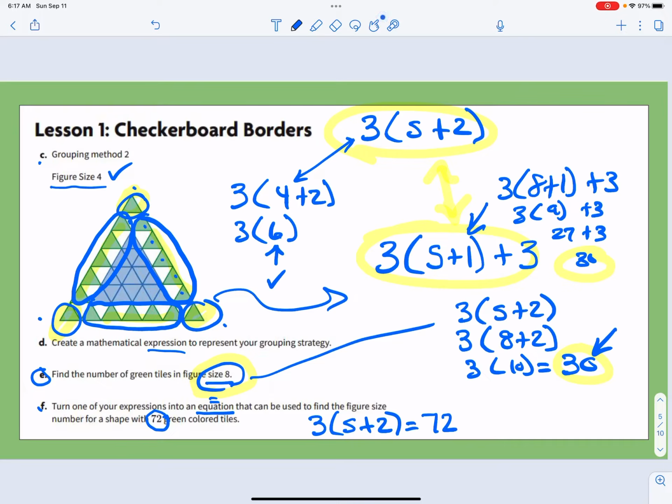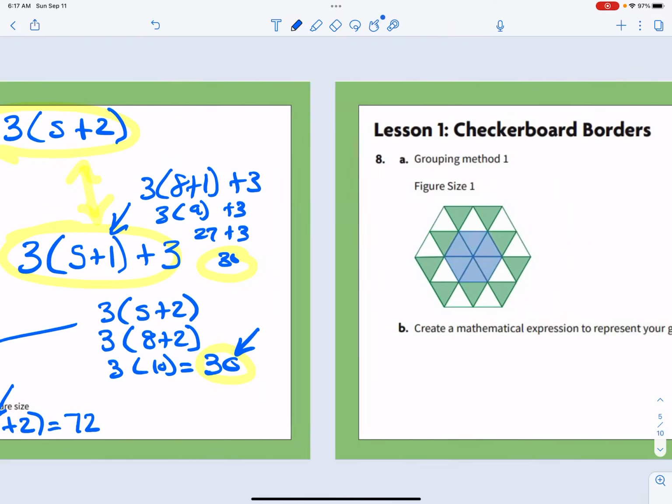Now in doing that then, what we could do is we could solve and find out, well, what could that be, and find out what would be the figure size, right? The figure size is going to be s, and you could solve for that if you chose to do that. Okay, so that's one example there.